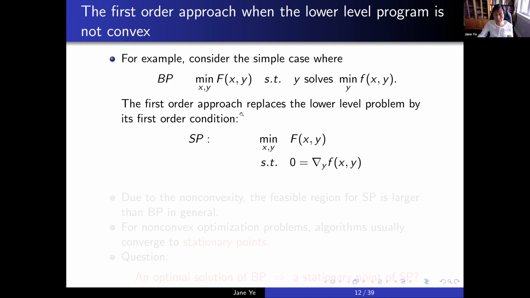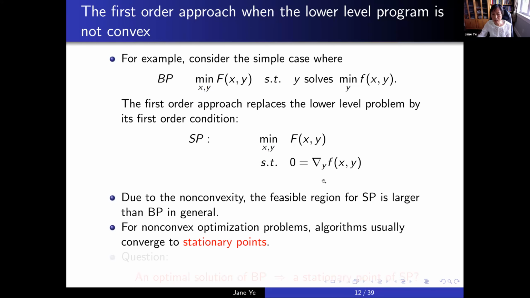So the first order approach is to replace the lower level problem by its first order condition. We take the gradient with respect to y and set it to 0. Because of the non-convexity, the feasible region for this problem is larger, because this will include not just a minimizer, but also maximizers or inflection points. These just contain stationary points, while for the original problem you need to have all the global solutions.